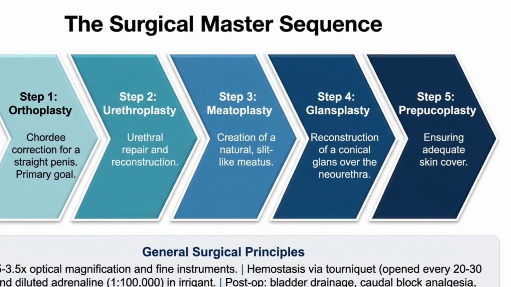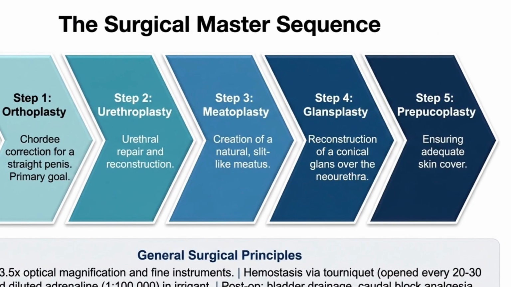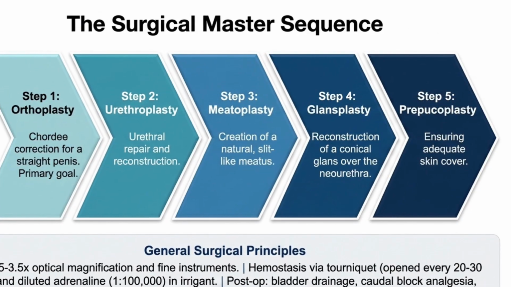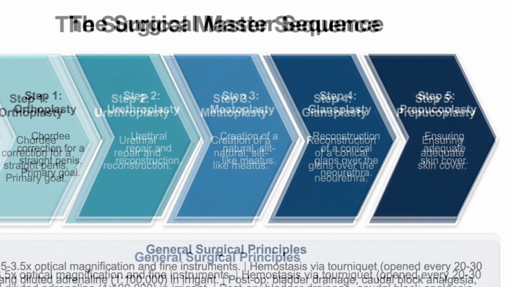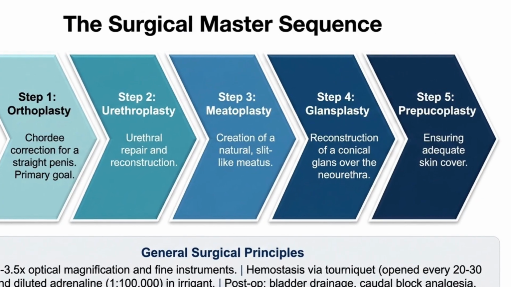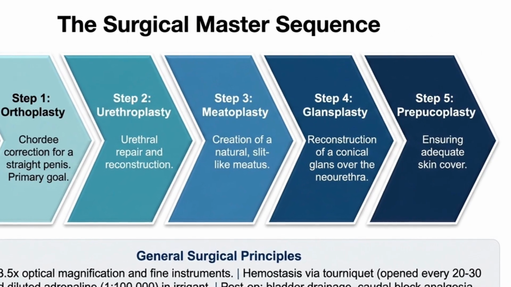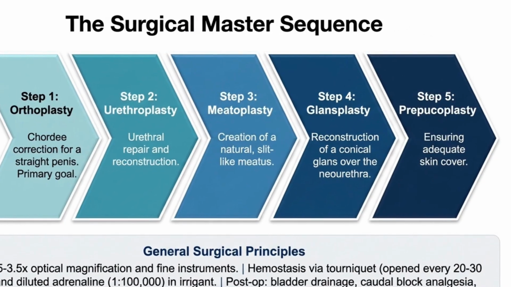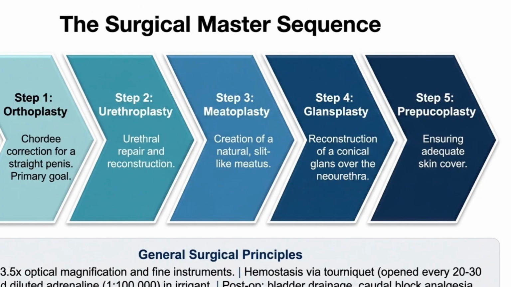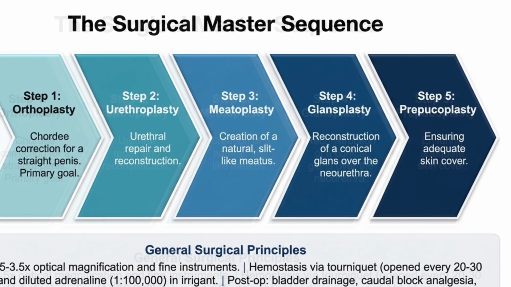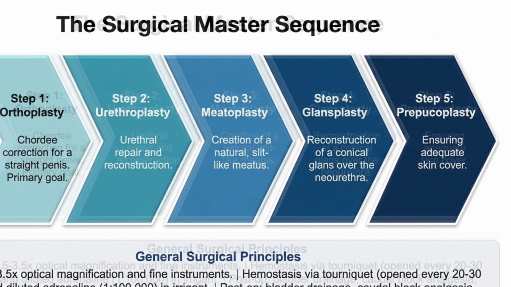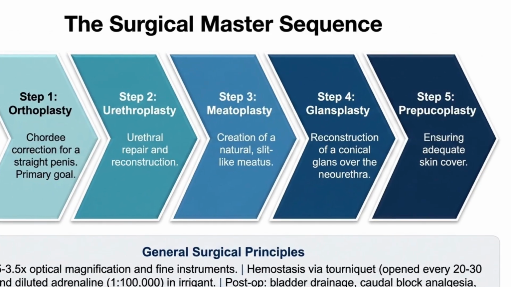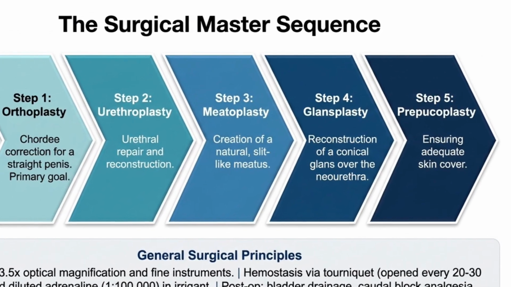The surgical reconstruction occurs mainly in 5 steps. The orthoplasty, where chordee correction for a straight penis is the primary goal. The urethroplasty, where urethral repair and reconstruction is done. Meatoplasty, creation of a natural slit-like meatus. Glansplasty, reconstruction of the conical glans over the neourethra. Preputioplasty is ensuring adequate skin cover of the penis.